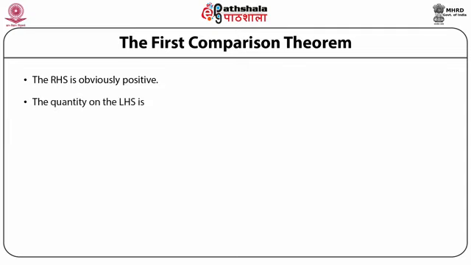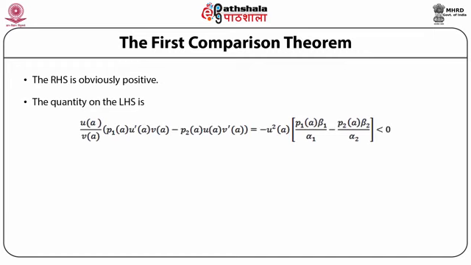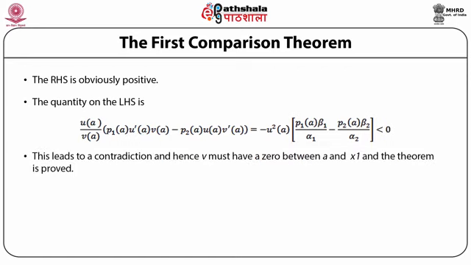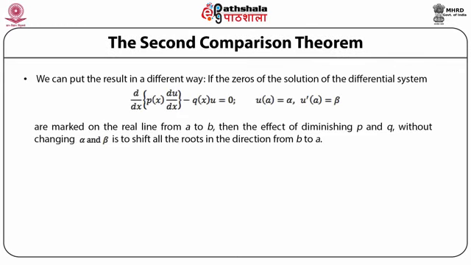However, the quantity on the left hand side is minus u(a)/v(a) into (p1(a) u'(a) v(a) minus p2(a) u(a) v'(a)), which is equal to minus u squared(a) into (p1(a) beta 1/alpha 1 minus p2(a) beta 2/alpha 2). By virtue of the assumptions, we have p1 beta 1/alpha 1 is greater than or equal to p2 beta 2/alpha 2, so that the left hand side is negative, that is, less than 0. This leads to a contradiction, and hence you must have a zero between a and x1, and hence the theorem is proved.